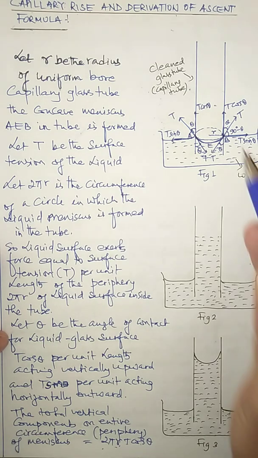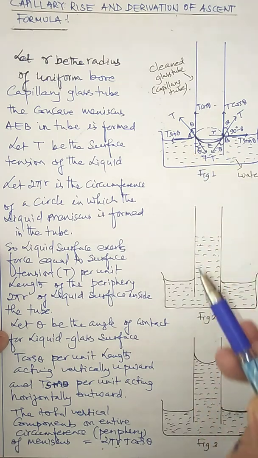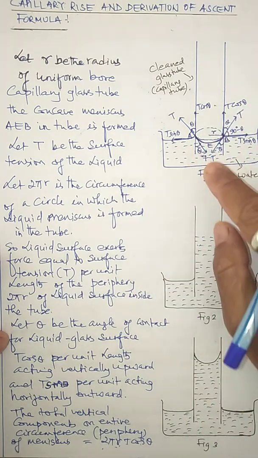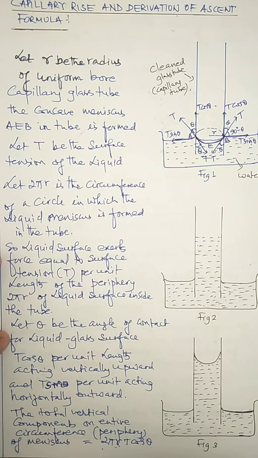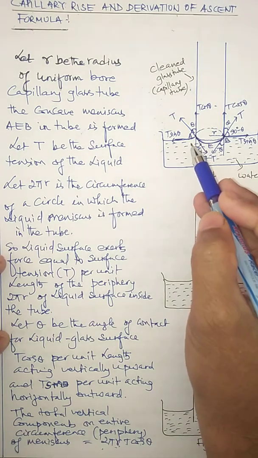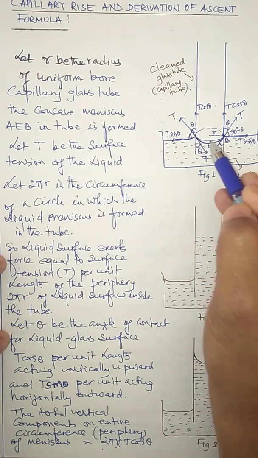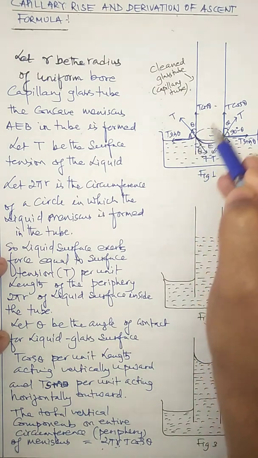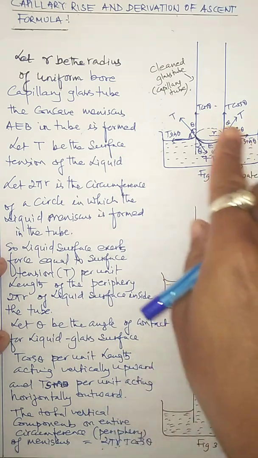So as a result, you can see in this particular diagram, children, the liquid which rises up in the capillary tube is due to this force 2 pi r T cos theta, which acts vertically upward. This force acts vertically upward till it is balanced by what? The weight of the liquid. So children, liquid even has a weight, and it is balanced by the weight of the liquid, which acts vertically downward.